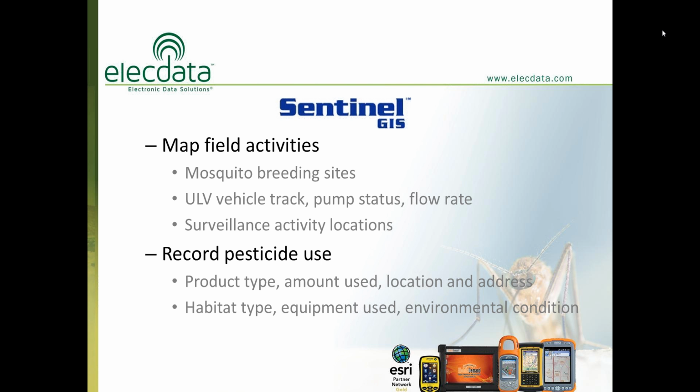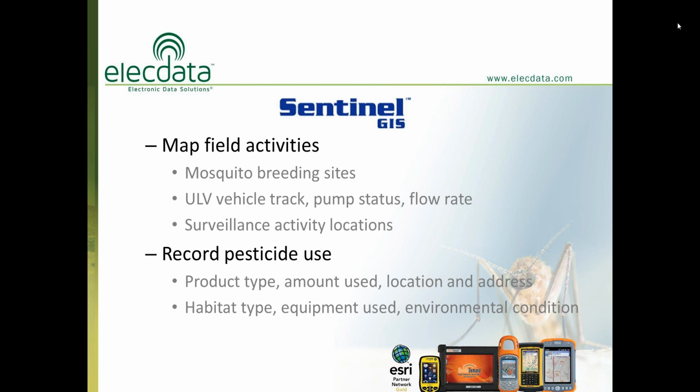So some of the functionality found in Sentinel GIS includes the ability to map all field activities. Technicians have the ability to map the locations of mosquito breeding sources or sites. Another example of mapping functionality would be connecting a field PC to the ULV fogger to record location, pump status, whether the pump's on or off, and the chemical flow rate for adult mosquito control. Another example of field activities would be mapping surveillance activity locations, whether it be a landing count site, an adult trap location, or location for chicken sentinel flocks or blood samples, tissue samples from dead or dying birds.